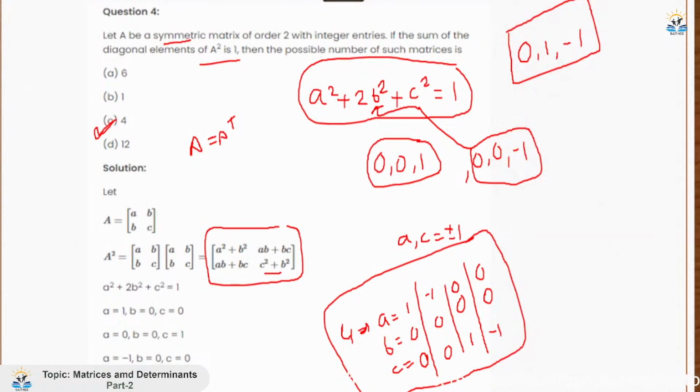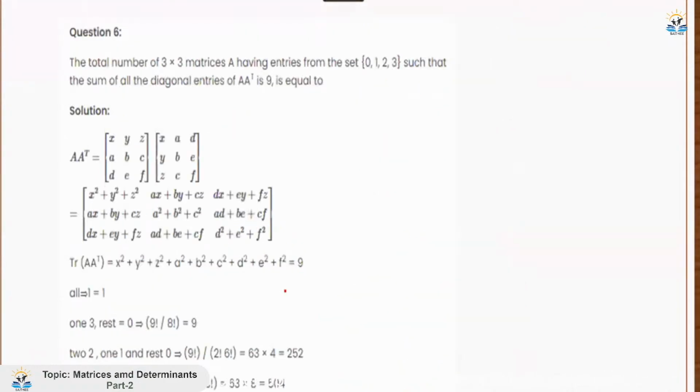Okay, moving on to the next one. The total number of 3 cross 3 matrices A having entries from the set 0, 1, 2, 3, again entries only from 0, 1, 2, 3, such that the sum of all the diagonal elements of A transpose A is 9, is equal to how much?